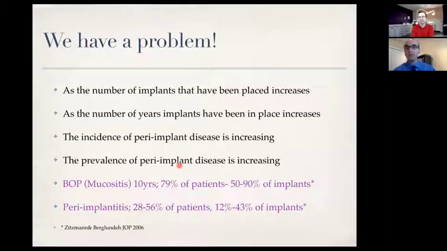As more implants are placed in general practice and in specialty practices, we are seeing more complications happening, not only because we place more implants, but also because we know more about the complications now. In terms of the prevalence of peri-implant disease, the literature varies. You can have mucositis in up to 90% of your implants, which is very significant. Or you can have peri-implant infection in up to 43% of your implants or up to 56% of your patients. So the number of implants with inflammation or infection is significantly high in practice.